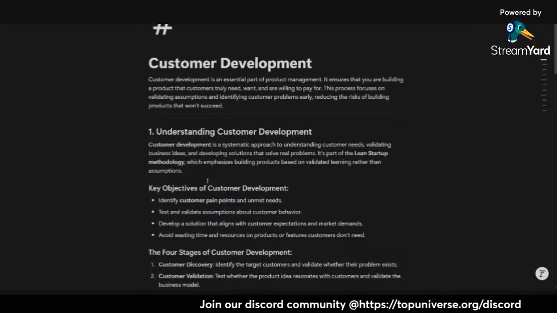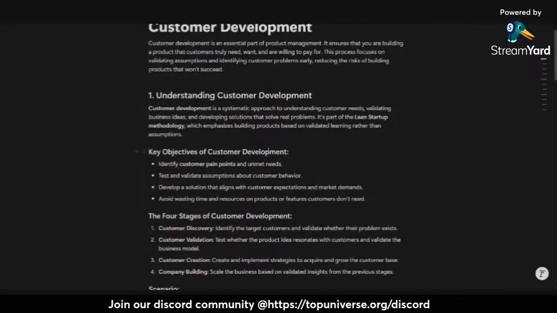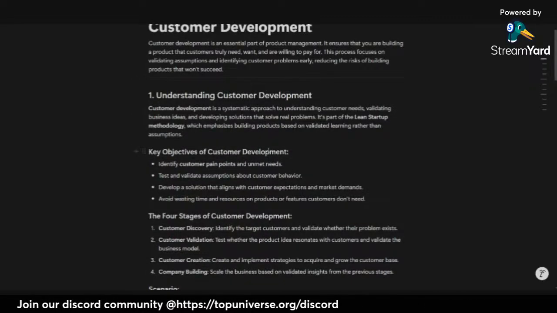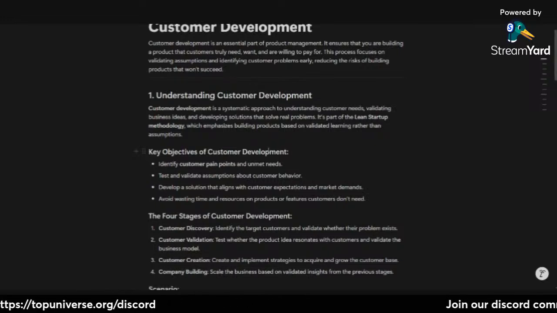Now, of course, when building products, assumptions would always come in, right? Assumptions are important as well, but your assumptions should always be validated before putting that into your sprint backlog.